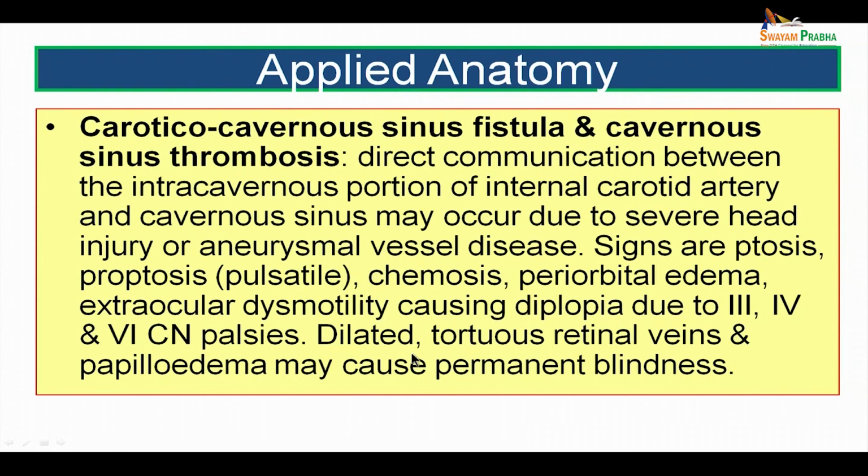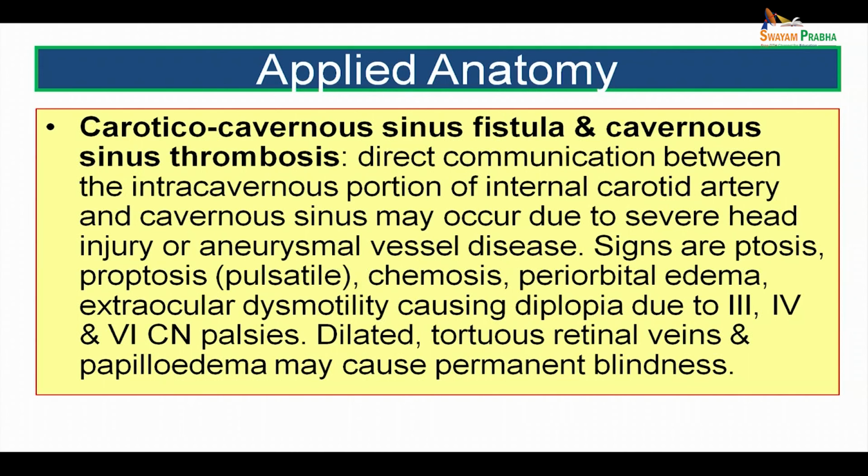We then move on to see the carotico-cavernous sinus fistula and cavernous sinus thrombosis. This is what had happened in our clinical case scenario. A carotico-cavernous sinus fistula is nothing but a direct communication between the intracavernous portion of the internal carotid artery and the venous blood within the cavernous sinus. It occurs due to severe head injury or aneurysmal vessel disease.